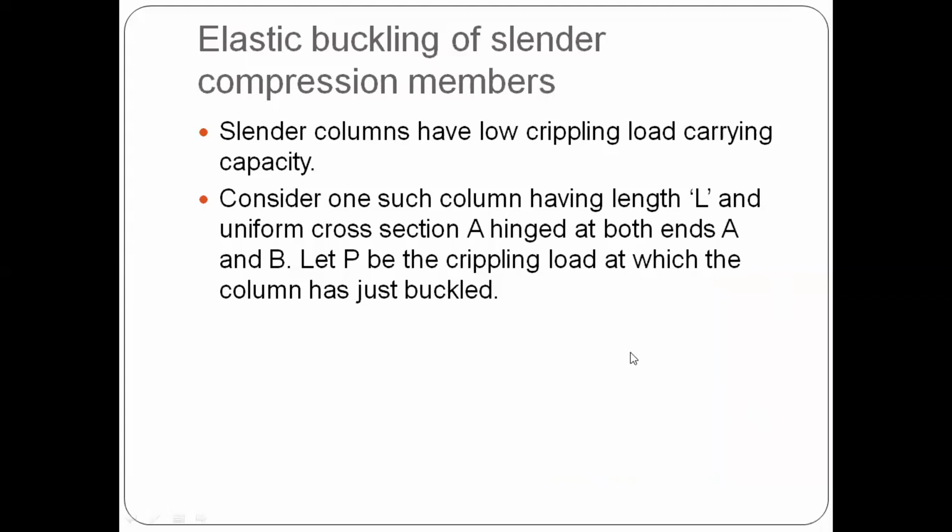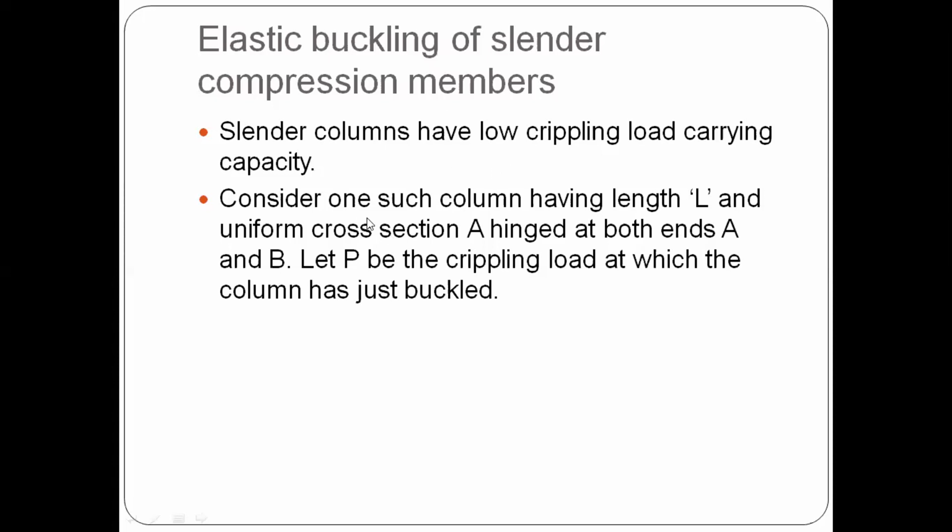So let us talk about the elastic buckling of slender compression members. Slender columns have low crippling load carrying capacity. See, when a column is subjected to buckling, two kinds of failures take place. One is a buckling failure, the other is a crippling failure. Buckling failure takes place at the center of the longitudinal length of the column, and crippling takes place at the supports. So when a column has a low carrying capacity, definitely there is a possibility of crippling failure at the joint.